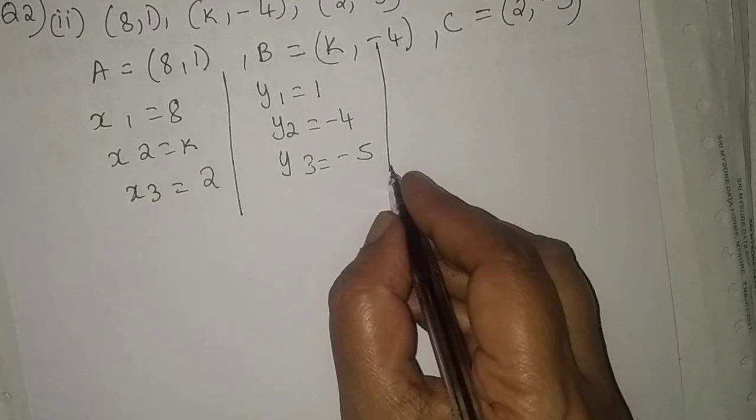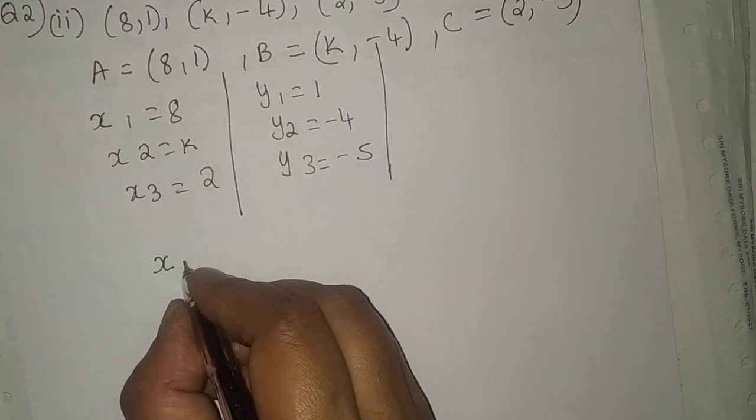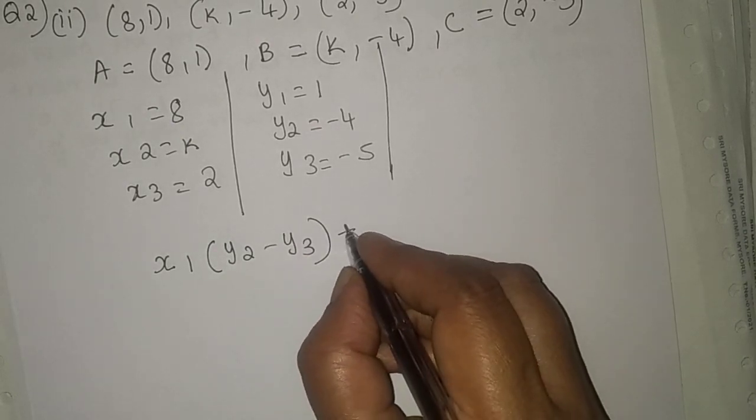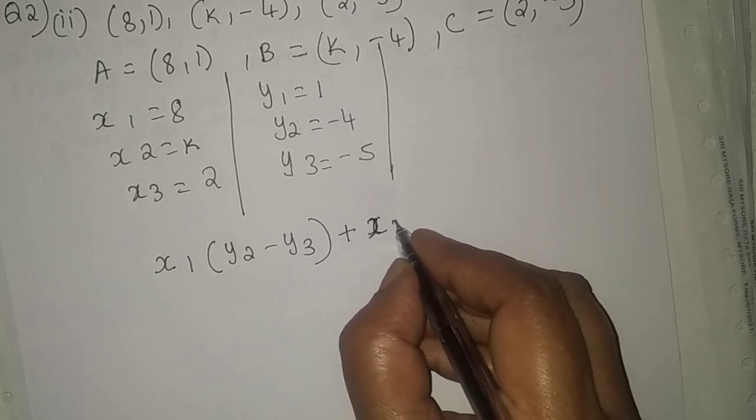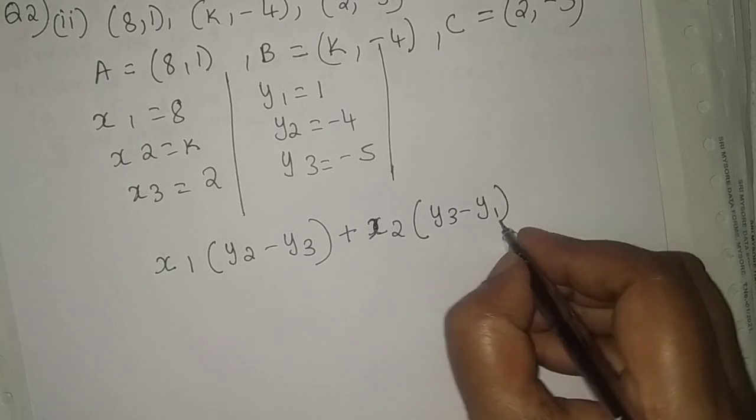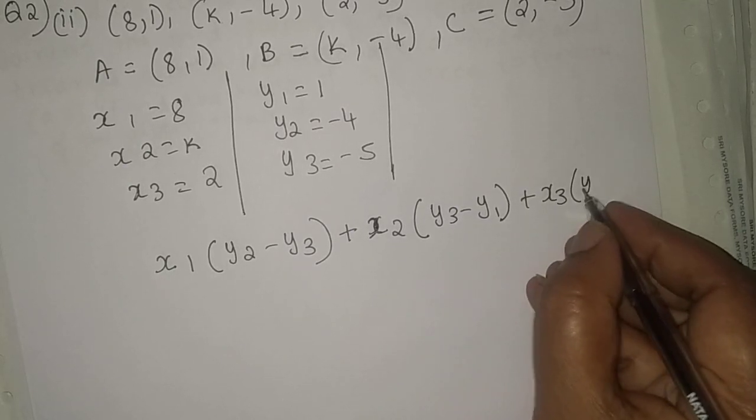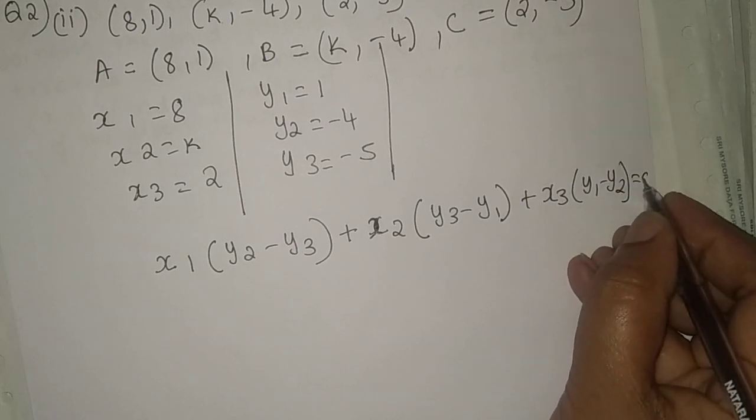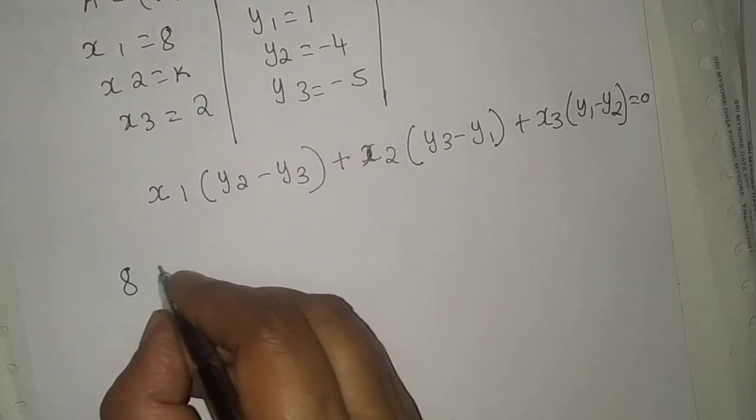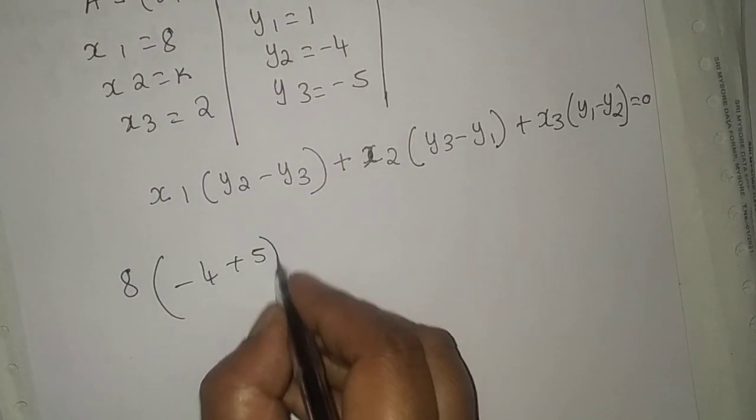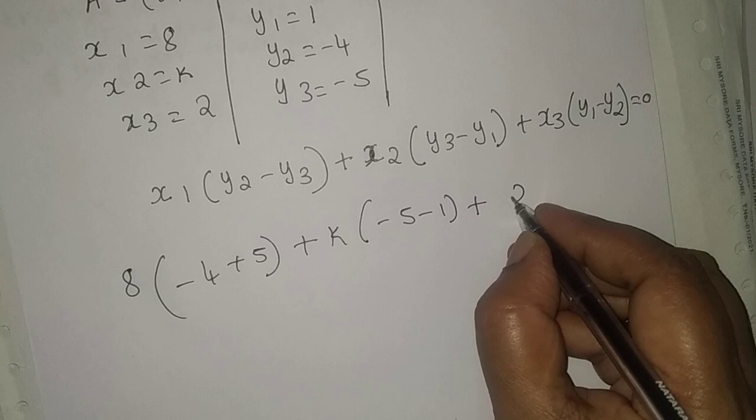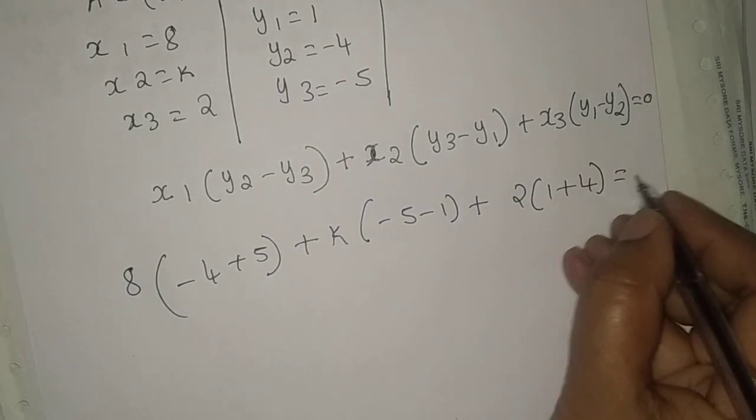Now the same formula as we used in the first problem: x1 into (y2 minus y3) plus x2 into (y3 minus y1) plus x3 into (y1 minus y2) is equal to 0, since the area of triangle ABC is 0 as the points are collinear. Now substitute the values. Therefore 8 into (-4 plus 5) plus k into (-5 minus 1) plus 2 into (1 plus 4) is equal to 0.